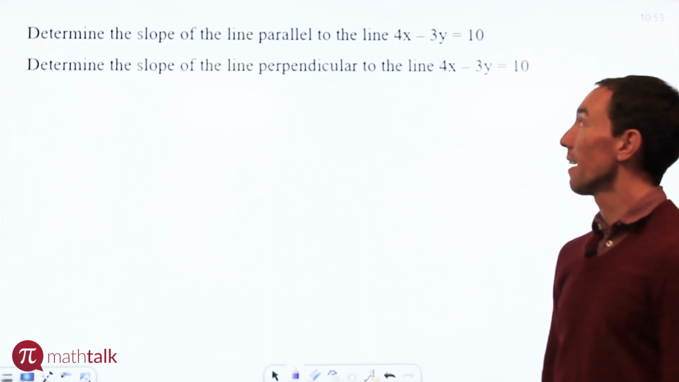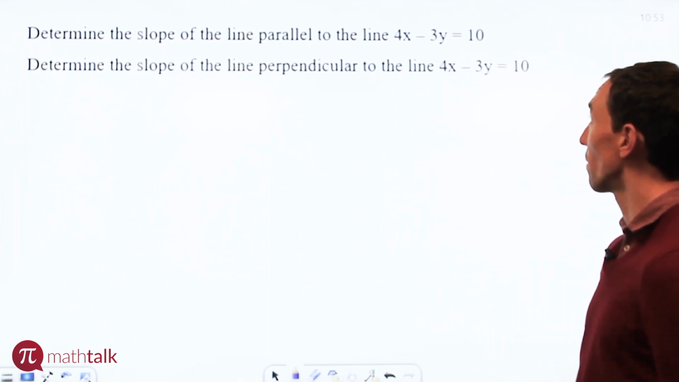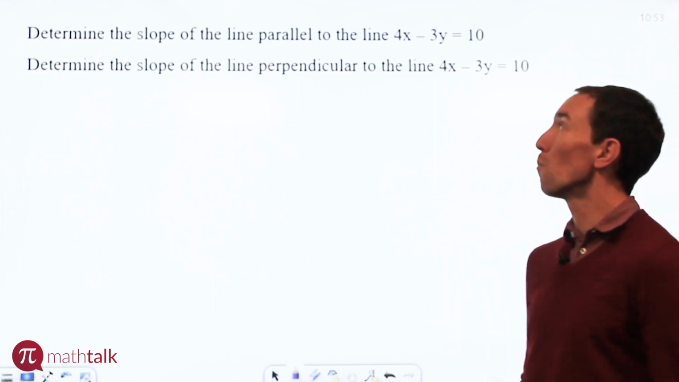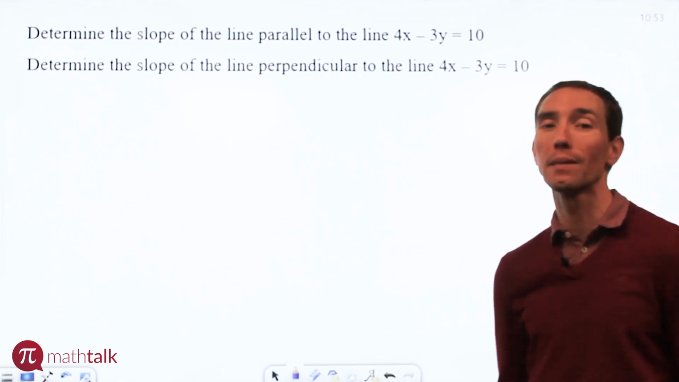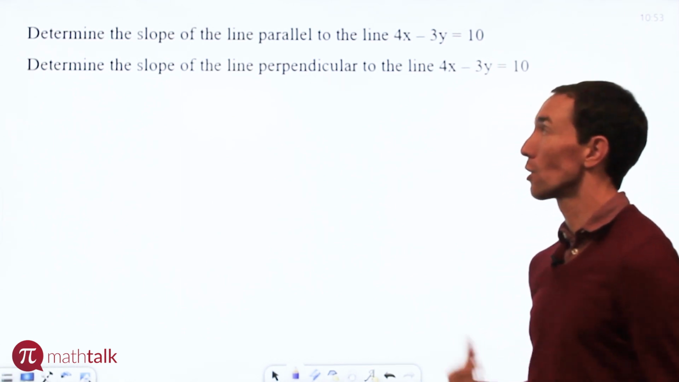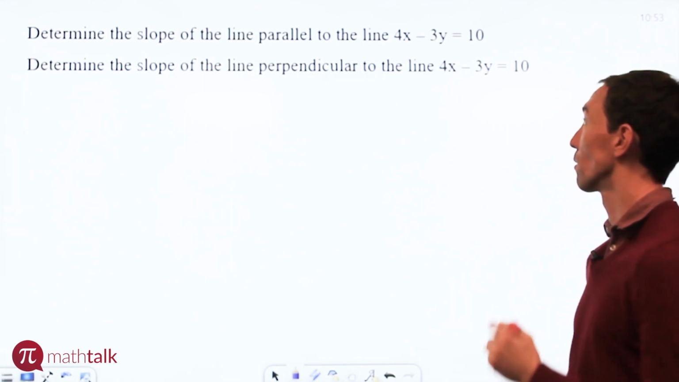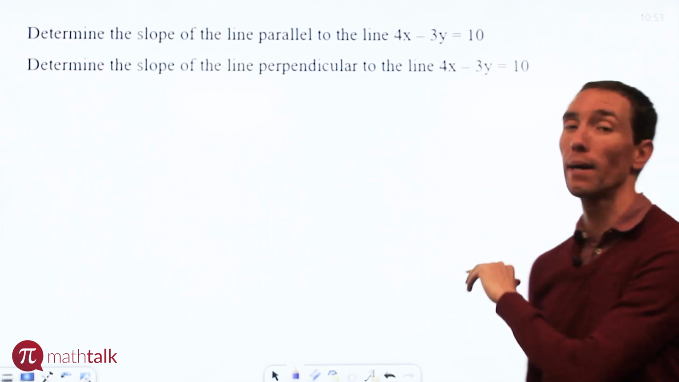I have an example here that asks you two different things actually. It's very similar, each question, but it is related to the same equation. It asks you to determine the slope of the line parallel to that equation and to determine the slope of the line perpendicular to that equation. So there's a trick to looking at information about parallel and perpendicular slopes, and so let's find out what that is. First thing though, I need to find the slope of the equation that I have.